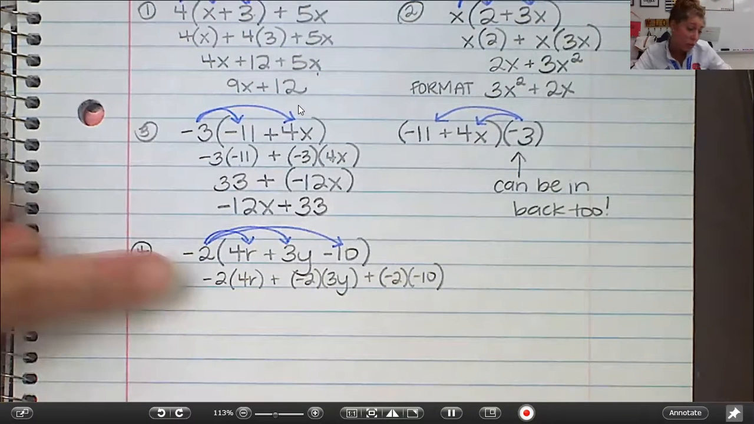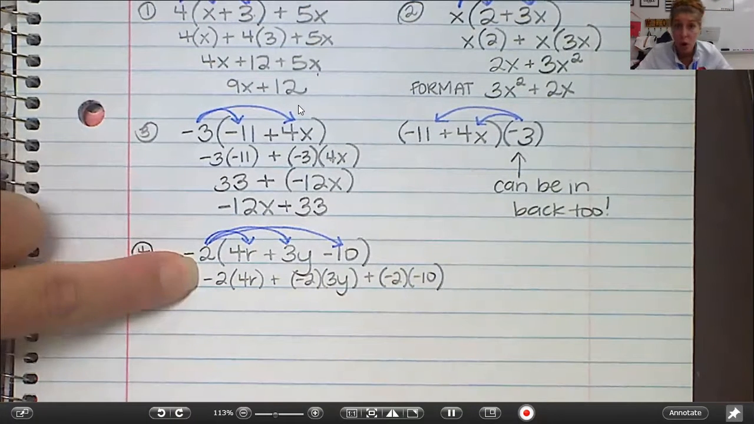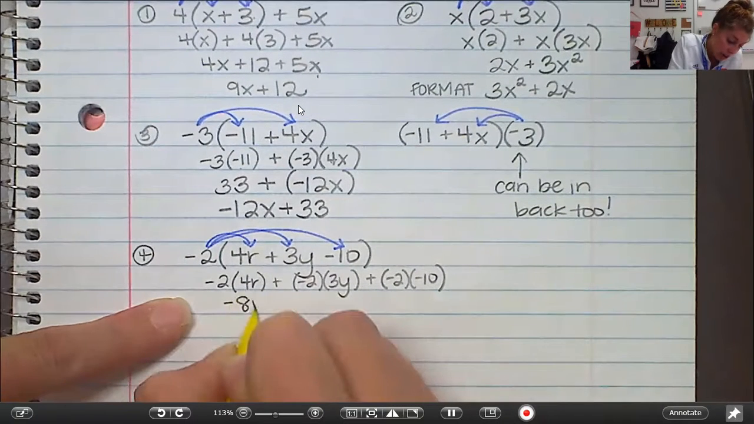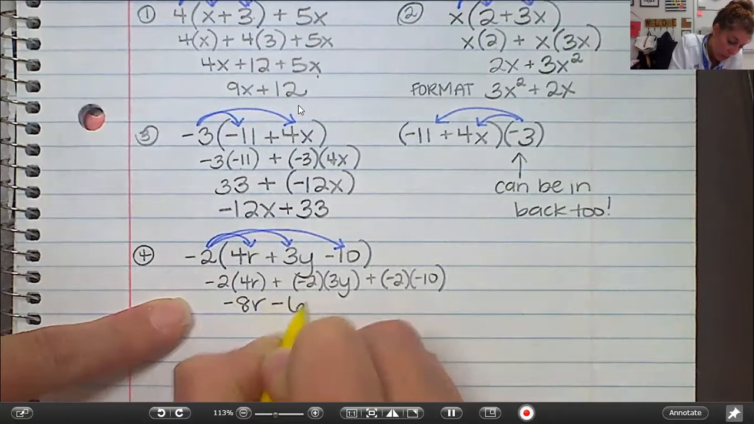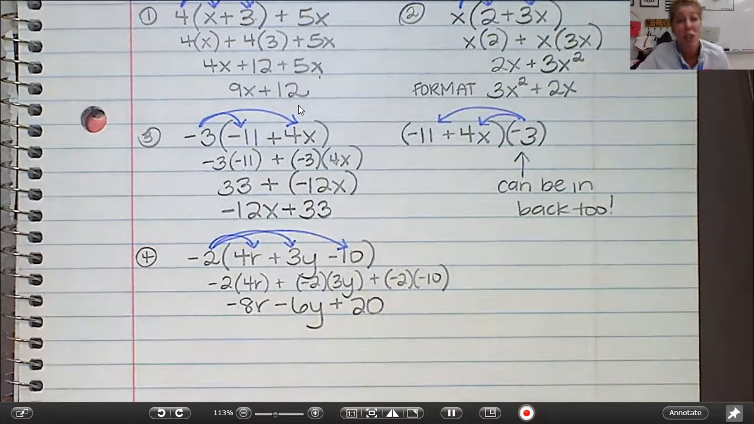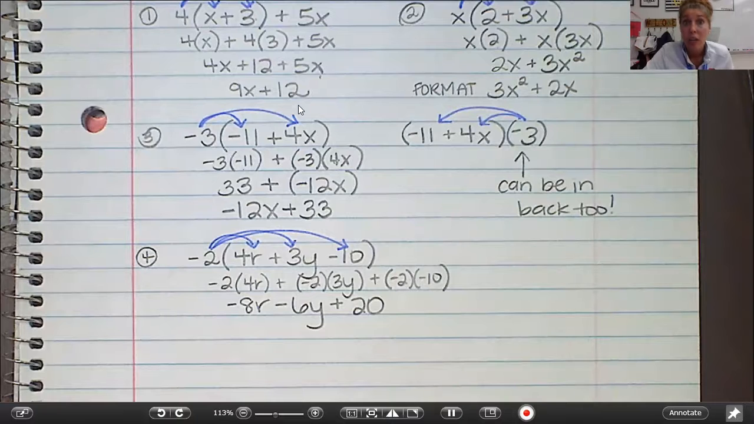Now, eventually, some of you guys will not need to write this row here. You guys can go straight to what I'm about to do now. -8r minus 6y plus 20. Okay? I don't recommend doing that right away unless you find that you're not making errors. And you'll see on Delta Math, it'll tell you right or wrong, right? But if you find you're making common errors or frequent errors by doing that, skipping that row, don't. You'll get there eventually, just maybe not day one.